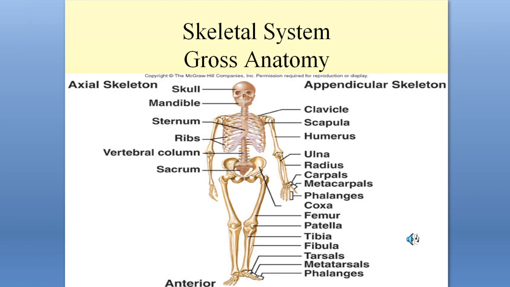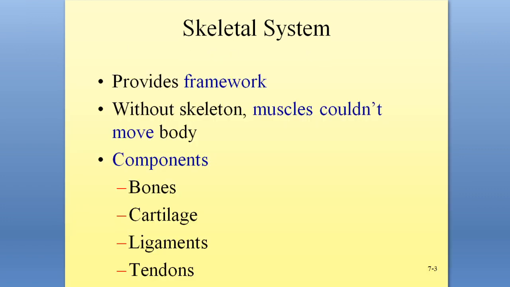So to kind of get started with this, remember that our skeletal system has a couple of functions. It provides a framework for our body. It attaches to muscles so that muscles can move. And then the components of the skeletal system consist of our bones, cartilage, ligaments that attach bone to bone, and tendons that attach bone to muscle.